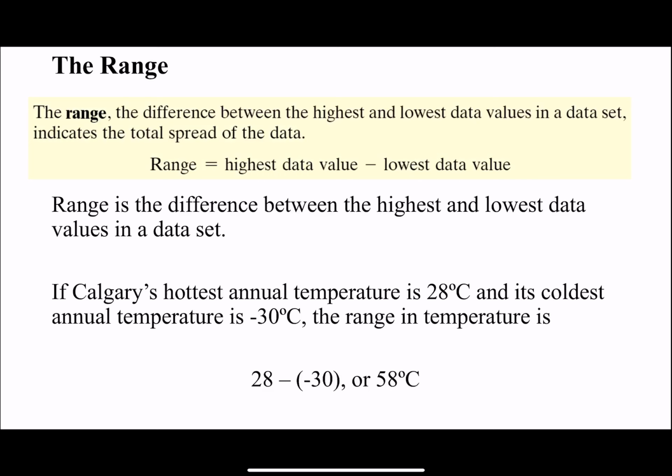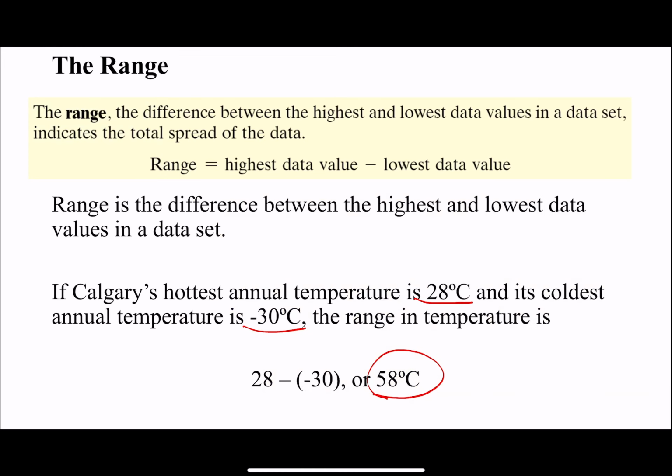So, range is the highest data value minus the lowest data value that we have. The difference between the highest and the lowest data values in a data set gives you the range. For example, if Calgary's hottest annual temperature is 28 degrees and its coldest annual temperature is minus 30 degrees, then the range in temperature is the highest one, 28, minus the lowest one, which is negative 30. So we get 58 degrees. So 58 degrees is the range.